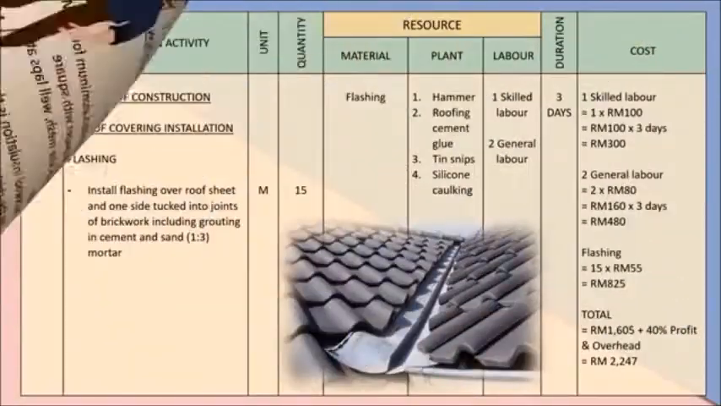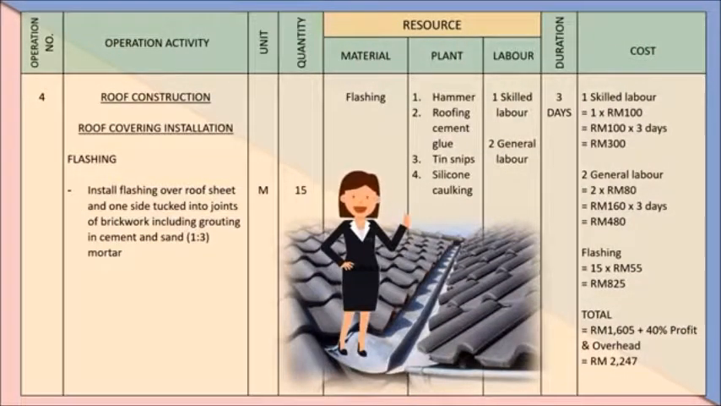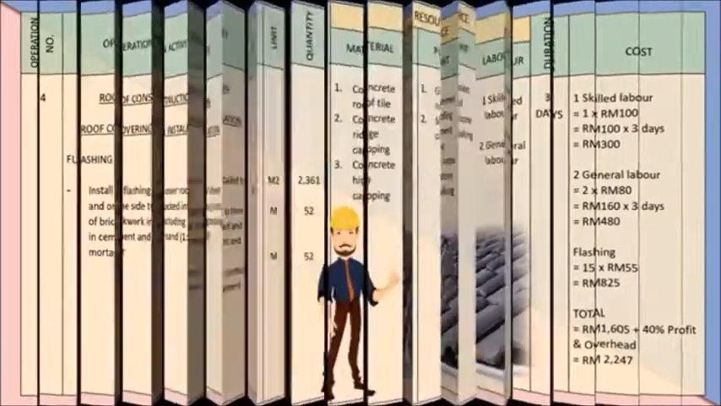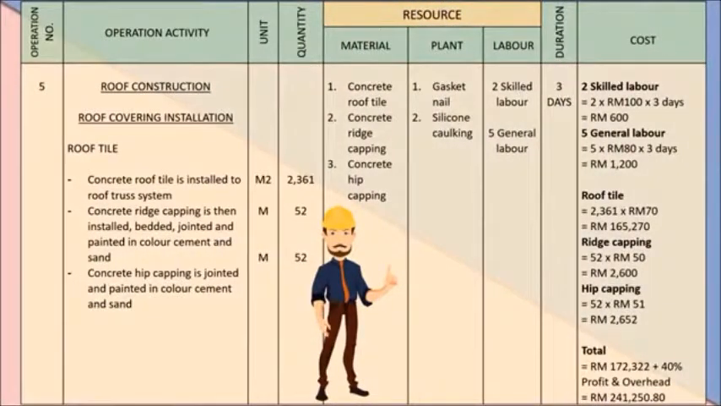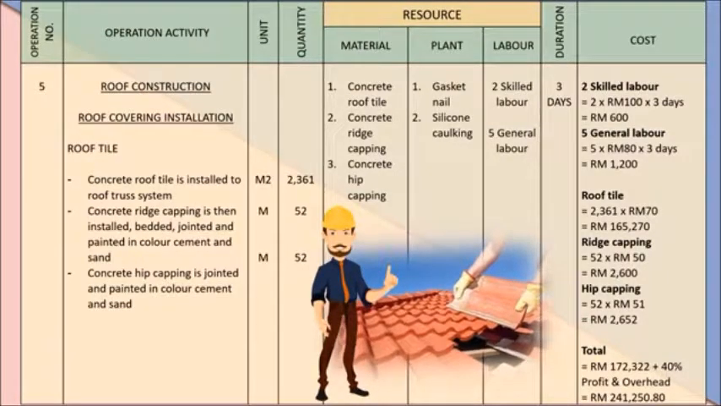The fourth operation is installing flashing. Flashing is needed to help the flow of rainwater. These are the method statements for installing flashing. And lastly, roof covering. The material used for roof covering is concrete. Roof covering includes ridge capping and hip capping.